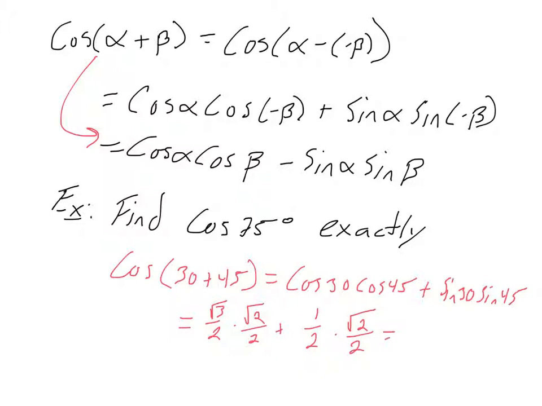And so we end up with square root of 3 over 2 times square root of 2 over 2, which is square root of 6 over 4, plus square root of 2 over 4. All right. Question? Shouldn't we be subtracting? Oh, sorry, yes, it should be subtraction. Mistake.